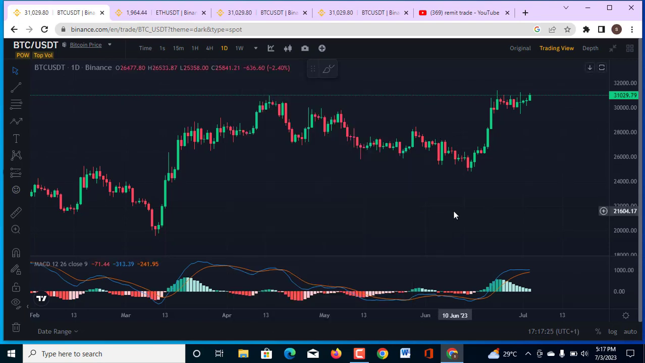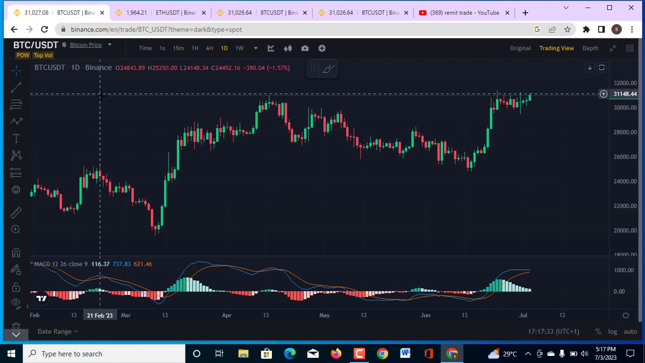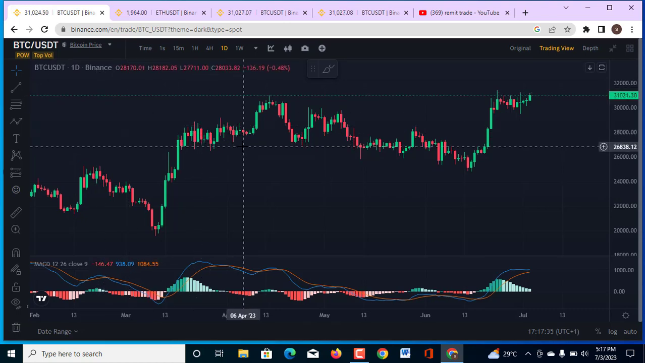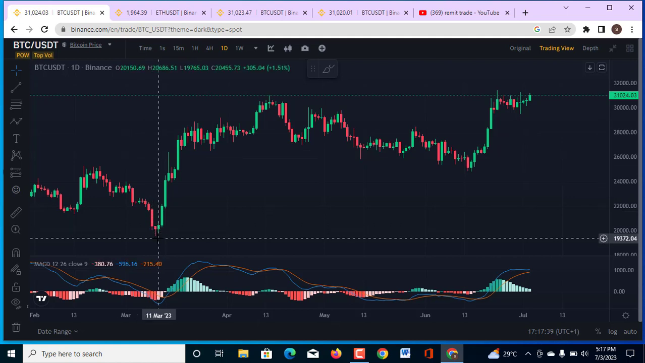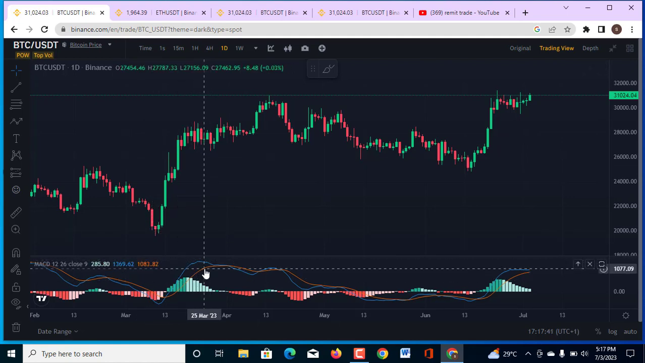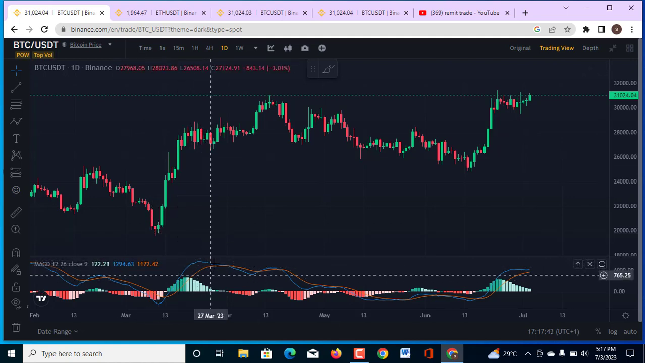The MACD is a lagging indicator, so it lags behind the market. That means if you don't know how to trade it properly, you will be in the wrong direction of the market using the MACD. For example, the traditional way of trading the MACD is using the MACD line and the MACD signal line when there is a crossover.